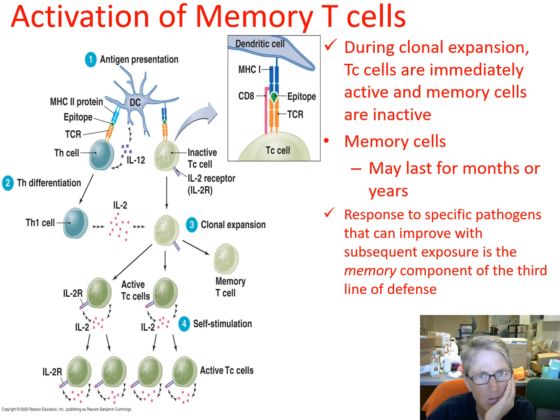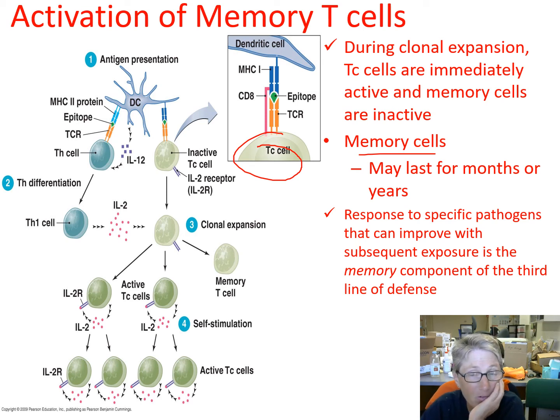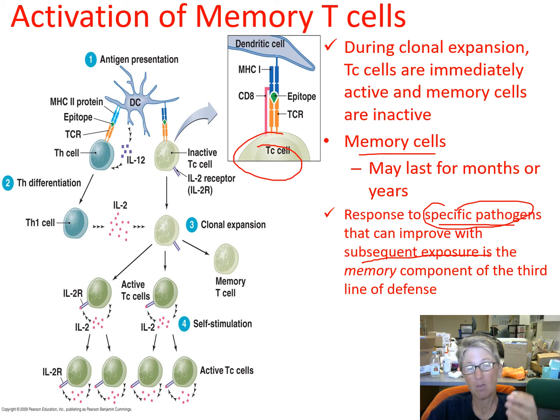During clonal expansion, these cytotoxic T cells are immediately active and memory cells are inactive. Your memory cells can last for months or years. You could be immune to this original pathogen for years. Response to specific pathogens can improve with subsequent exposure. So that means if you are originally exposed to a specific pathogen, when you're exposed again, then the memory cells will kick in, and you might not even know that you're sick.